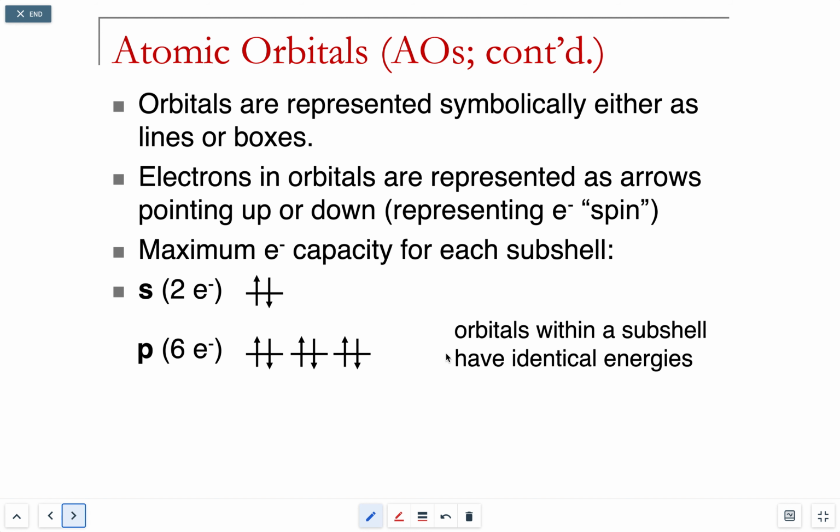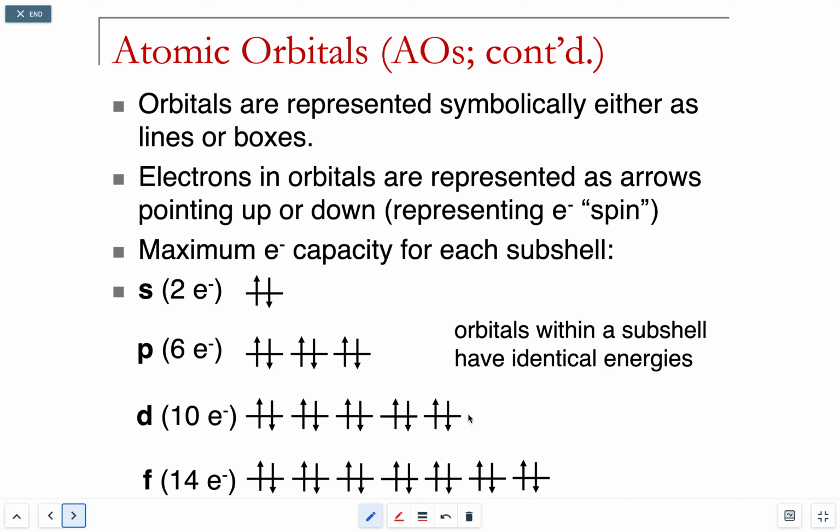Now we put our electrons into the orbitals. Each has 2 electrons. Everything's spin paired. We have a 6 electron capacity in the p subshell. For the d orbitals, we have 5 energetically equivalent d orbitals for a total 10 electron capacity. And in the f subshell, we have 7 orbitals with a total capacity of 14 electrons.